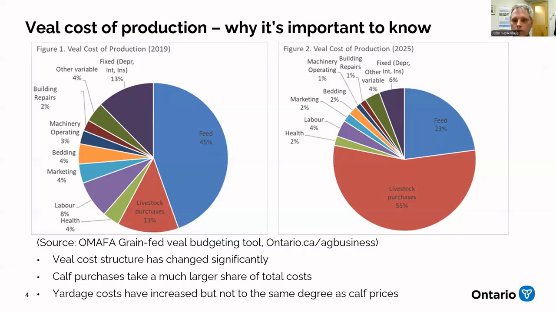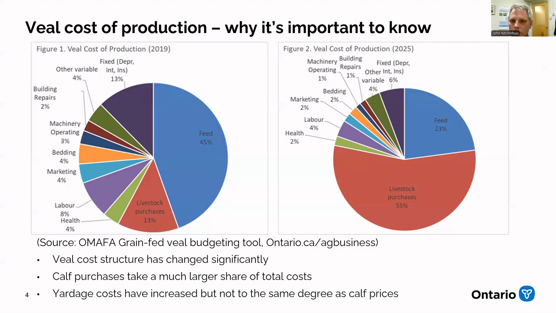Now in 2025, the average was closer to $1,200, and I know we're north of $2,000 in 2026, so that livestock purchases slice of the pie is going to be even bigger. It'll probably be in the 60 to 65% range in 2026, and feed would then drop as a portion of that. Livestock purchases and feed are going to be the big components of veal cost of production. We know that, but it's striking how big the livestock purchases change has been over the last number of years with calf prices. That's not to say that the other costs have gone down.